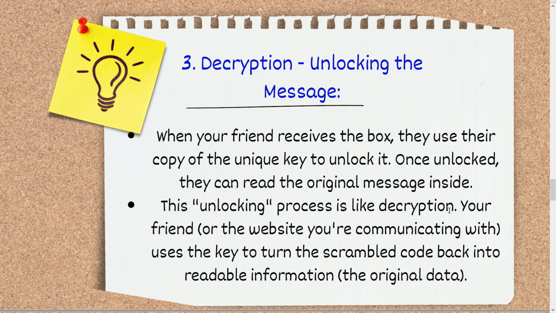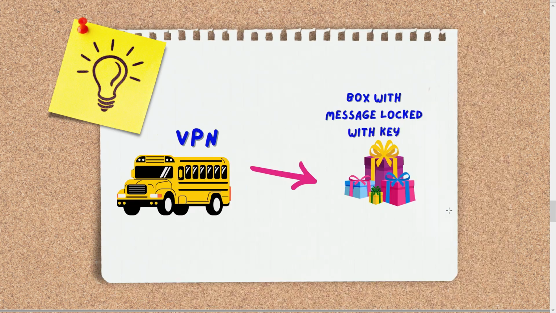The unlocking process is now called decryption. Decryption is unlocking the message. So when your friend receives the message, they use the copy of the unique key to unlock it. Once unlocked, they can now read the original message inside. This unlocking process is called decryption. So your friend or the website you're communicating with uses the key to turn the scrambled code back into readable information, back to the original data.